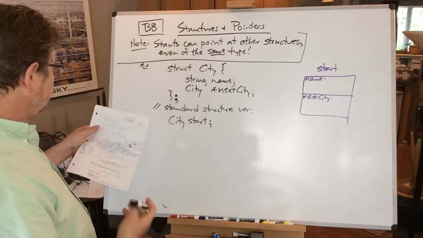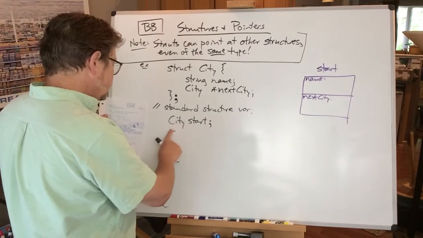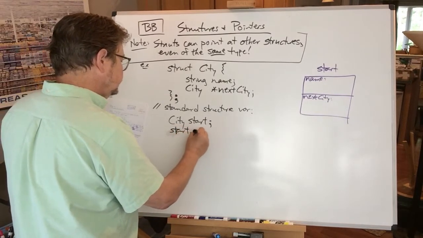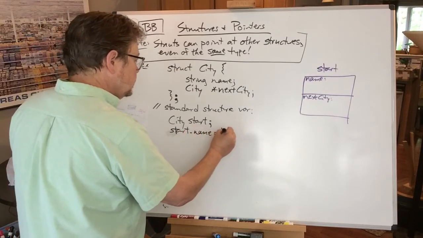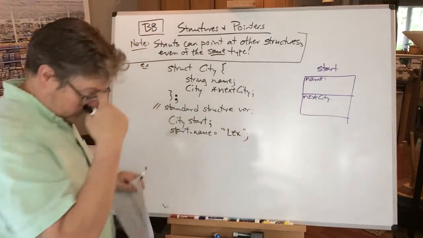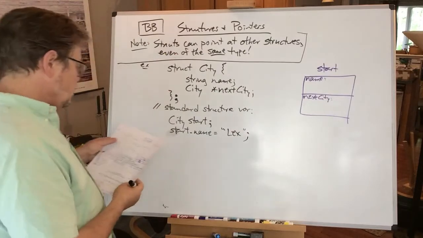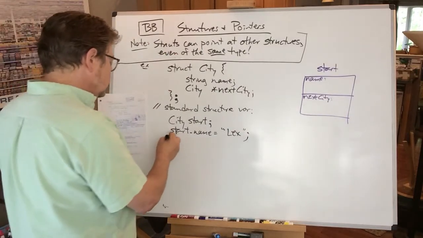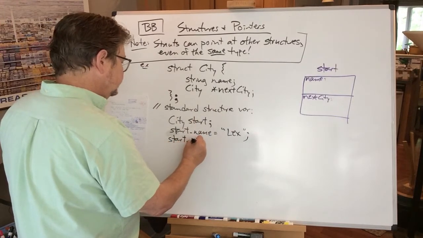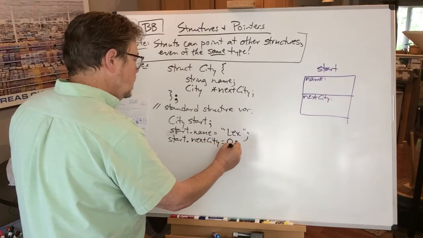Let's fill it in. I'm going to say start.name equals, and I'll abbreviate because I'll probably misspell it, Lex. The airport definition. Well, we'll put Lex in as the city name, and while I'm over here doing assignment statements, I'm also going to set start dot next city to 0. Why would I do that?